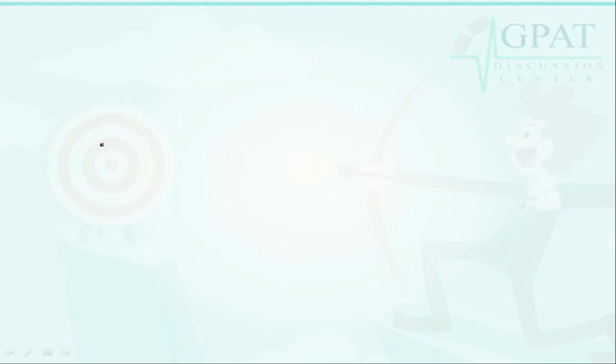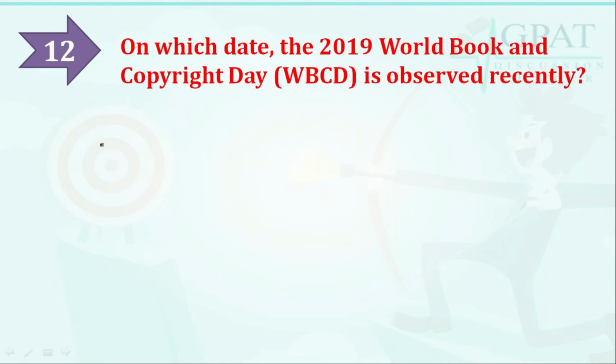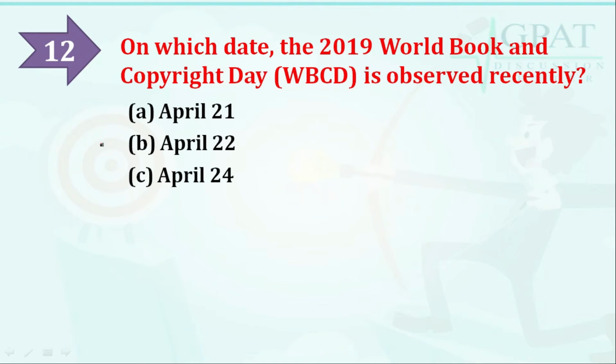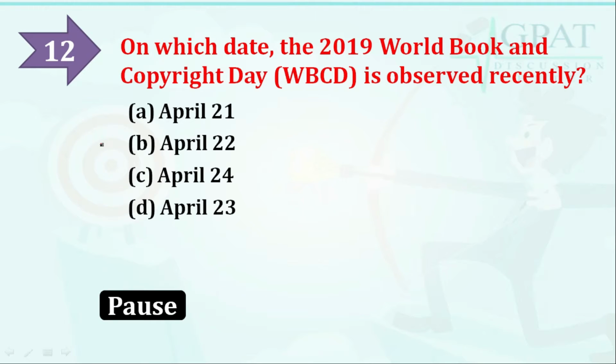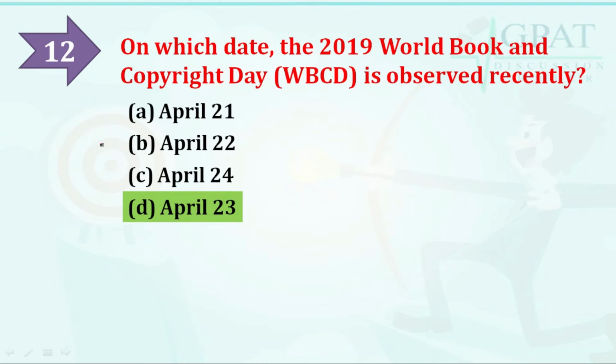So this is all about this question. Moving on to the next question. On which date is the 2019 World Book and Copyright Day (WBCD) observed? The options are: option A is April 21, option B is April 22, option C is April 24, option D is April 23. So the correct date is April 23. In 2019 the World Book and Copyright Day is observed on that date.